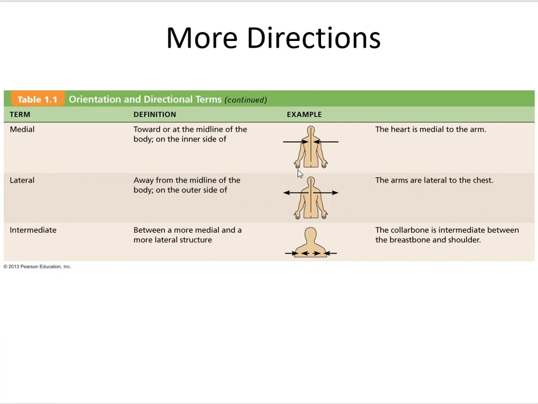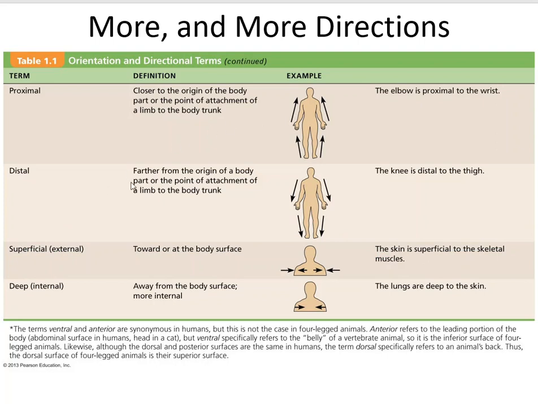Okay, the medial and lateral we've already talked about. Don't worry about this one. We're not going to use intermediate. We've already talked about that. This is just a review for you. Okay, now, what do we do on the arms and the legs since we don't use superior and inferior? I'm glad you asked me that. We use proximal and distal.